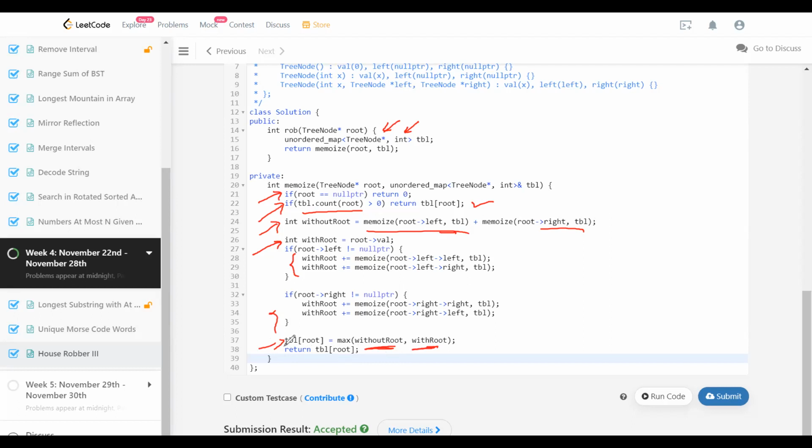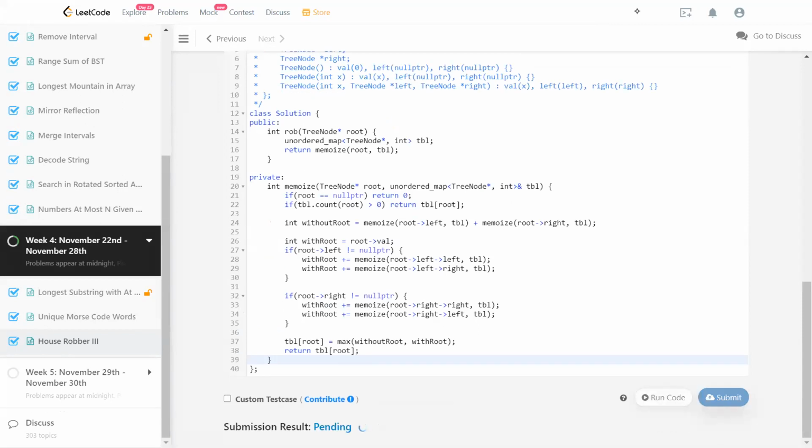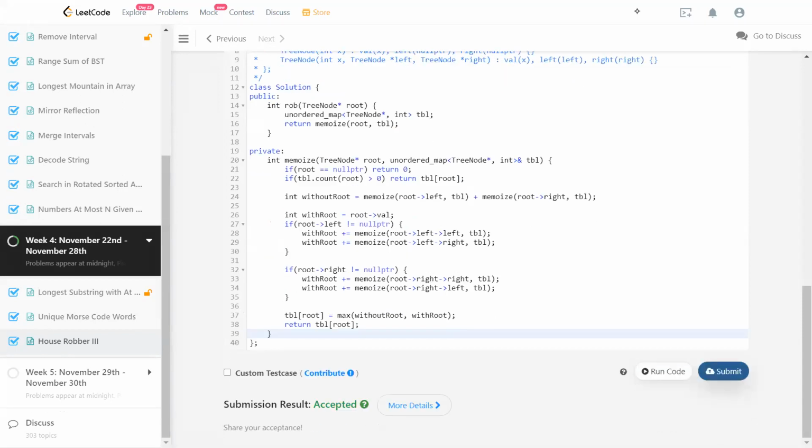All right. So this is memoization, and this should work very quickly. Let's submit and make sure it works. Right? It has been accepted. All right.